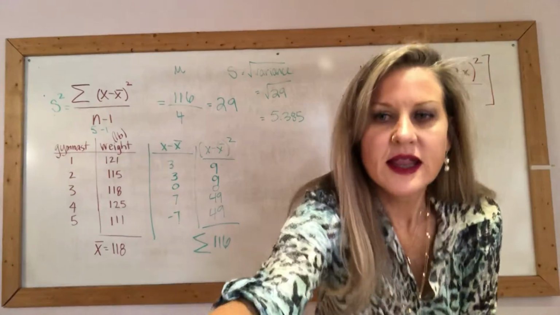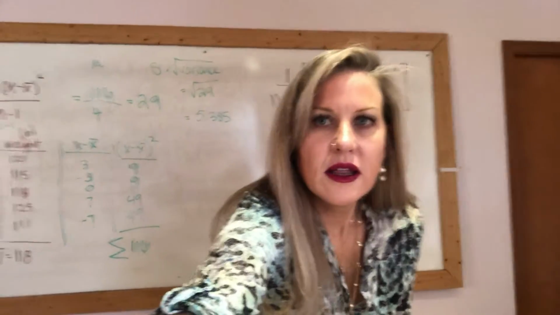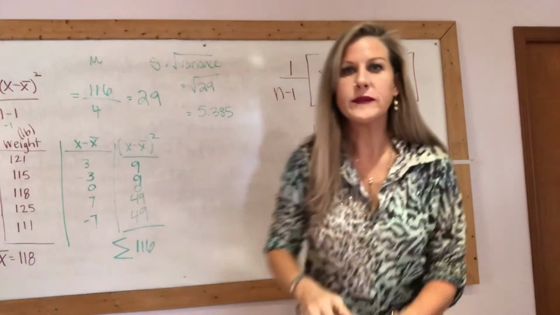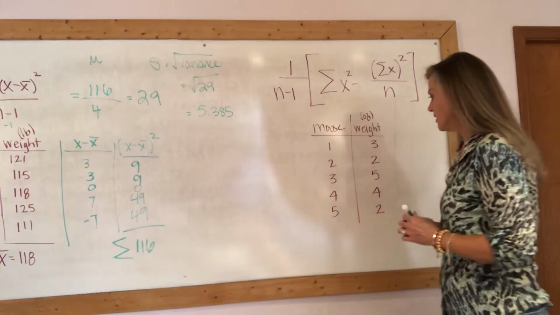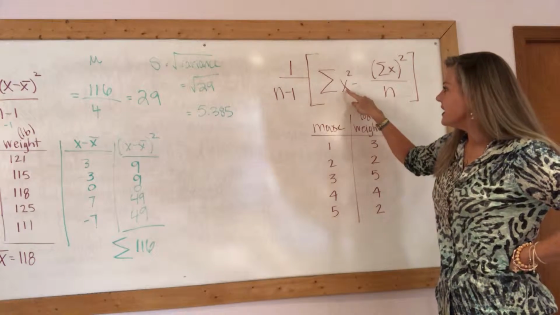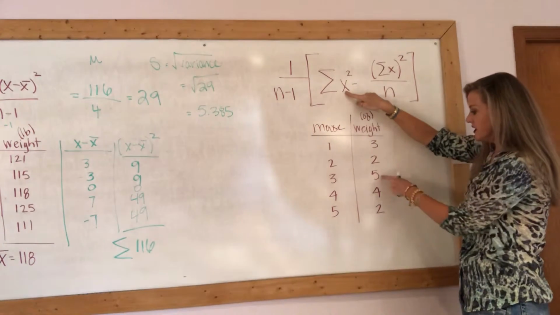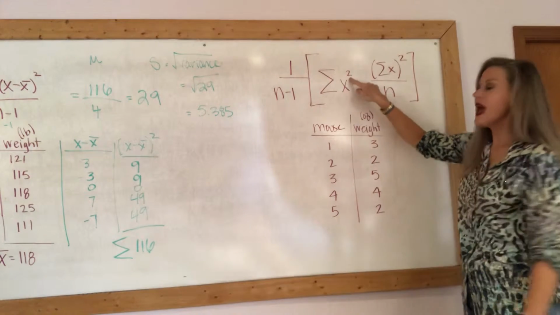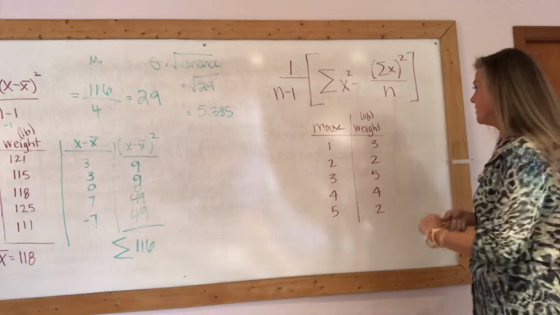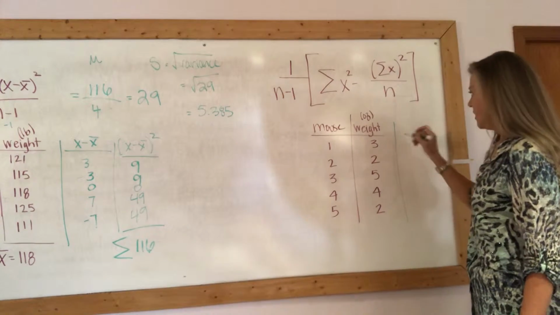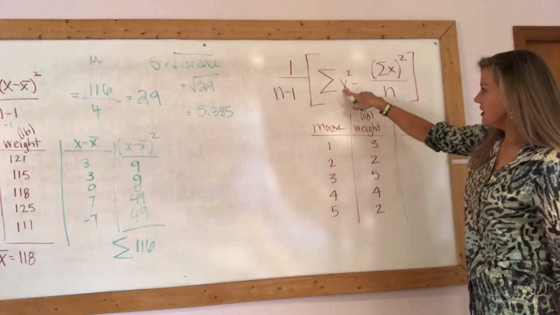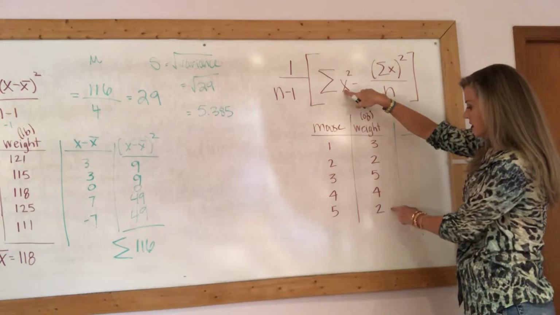Let's get this a little closer. So this says, first of all, I'm going to take each individual weight and square it first. So let's just go ahead and do that. Okay.